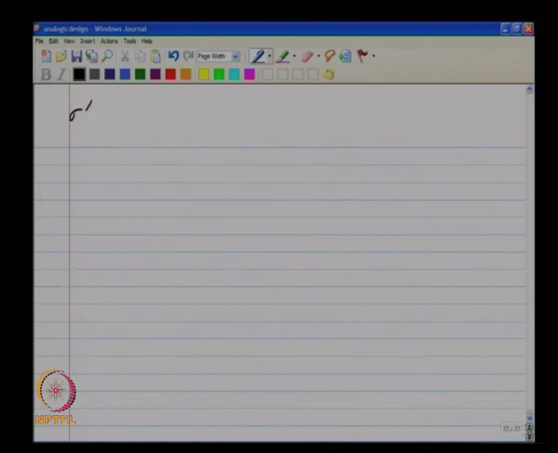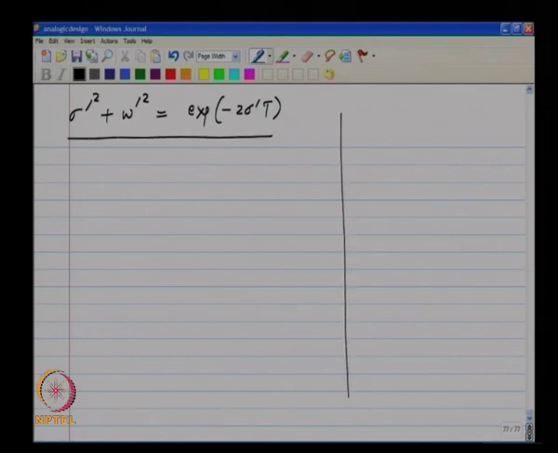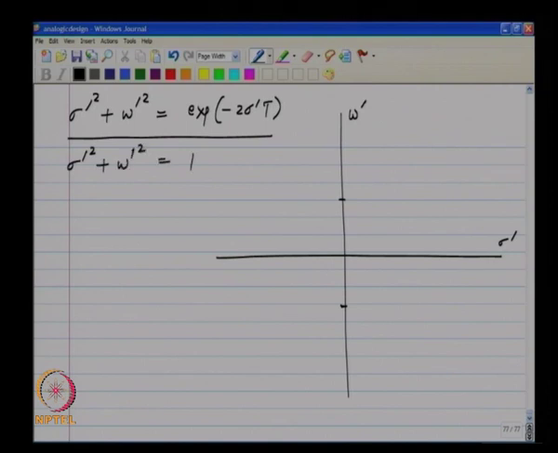So, the first equation is sigma prime square plus omega prime square equals exponential of minus 2 sigma prime tau. How does this equation look like when we plot it on a omega versus sigma plane? To see this, we can first consider the very familiar equation sigma prime square plus omega prime square is 1, which is the equation of a circle.